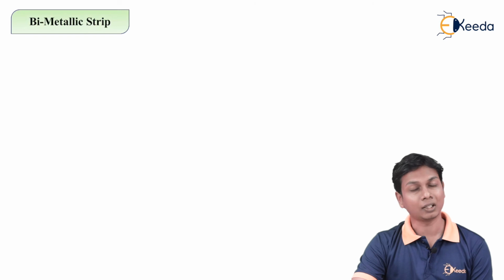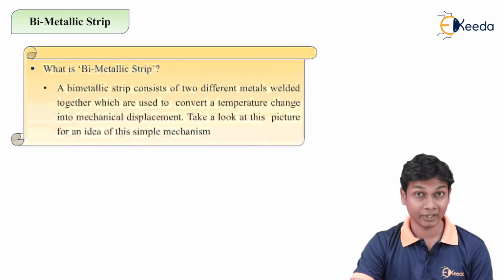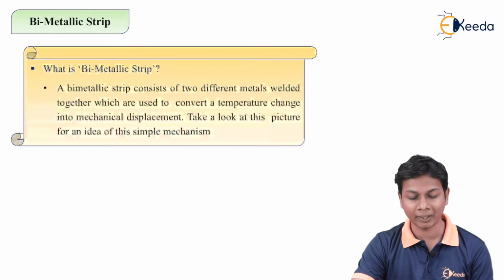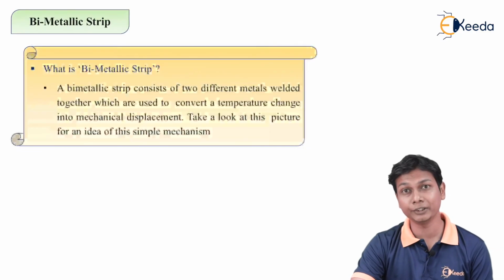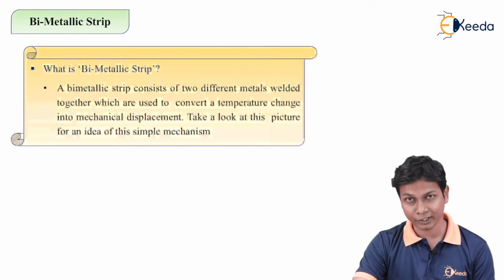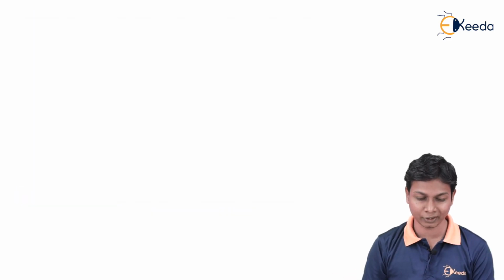Now, another type of temperature sensor is the bimetallic strip. Now, what is a bimetallic strip? A bimetallic strip consists of two different metals welded together, which are used to convert temperature changes into mechanical displacement. So it is basically used when two metals are welded together, and the rate of change of the temperature with respect to time is sensed by the bimetallic strip. Take a look at a picture of a simple bimetallic strip. Here is a look of a bimetallic strip.